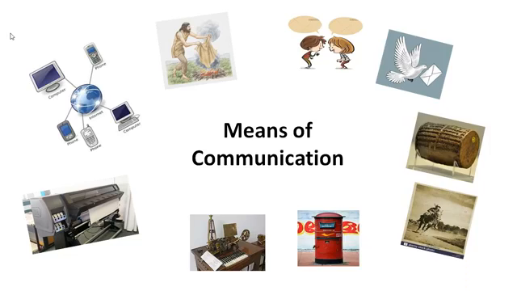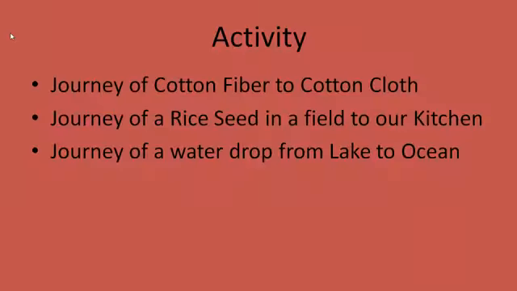Here there is a during workshop activity and a post workshop activity. During workshop activity, 3 topics are given. I have given the 3 topics on the screen. That is journey of cotton fiber to cotton cloth, journey of a rice seed in a field to our kitchen, journey of a water drop from lake to ocean. These are the 3 activities that are specified in your practical handbook.